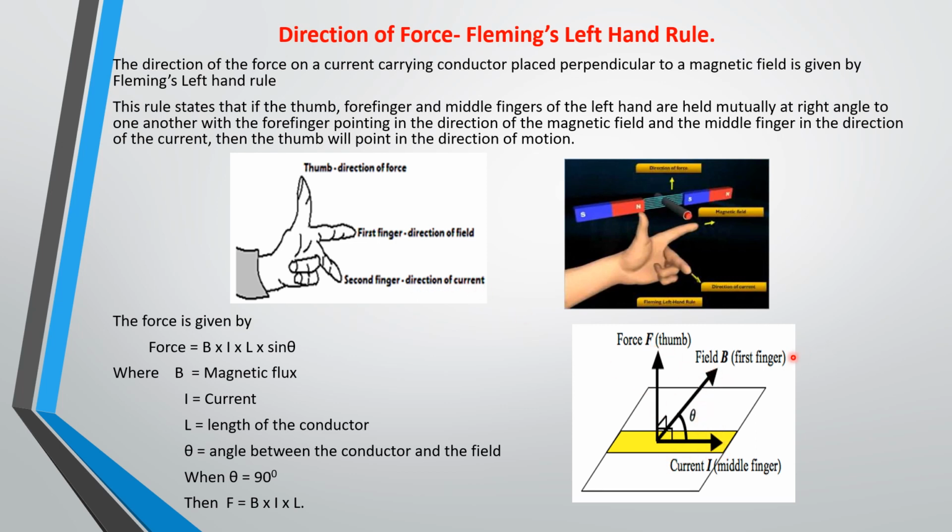Theta is the angle between the field and the current. Okay, the angle between the field and the direction of the current. So this is Fleming's left hand rule. This rule is very, very key and important, so you have to take note of it.